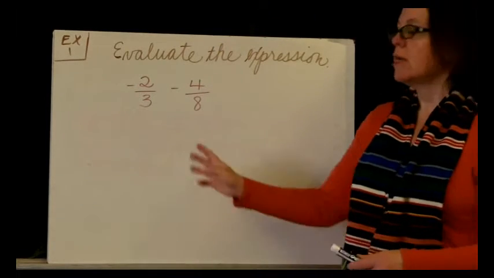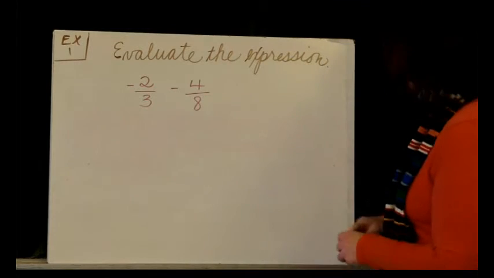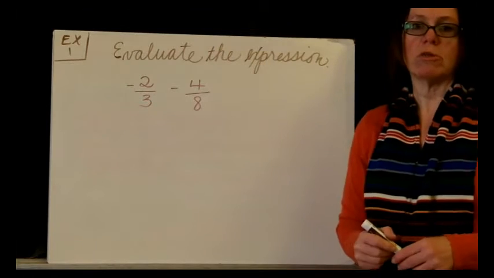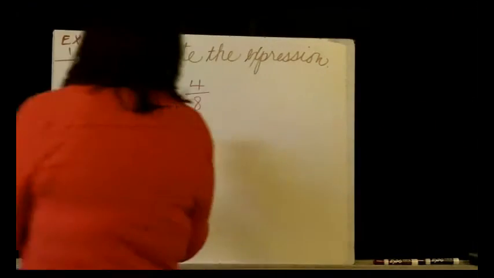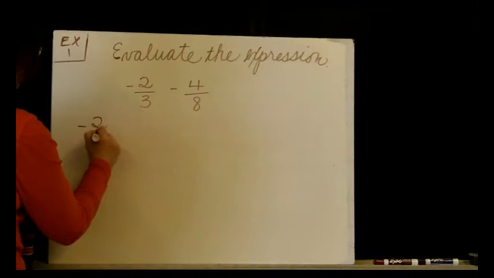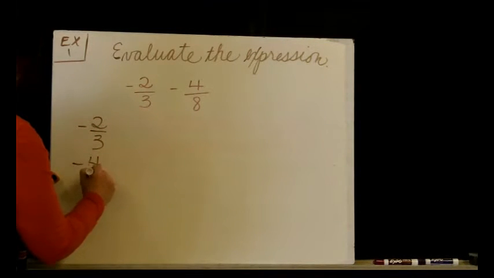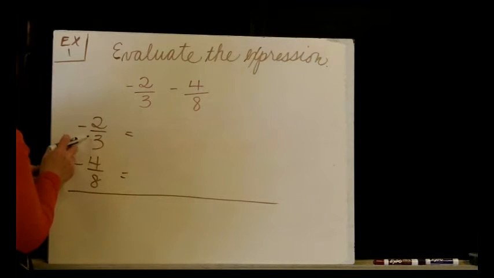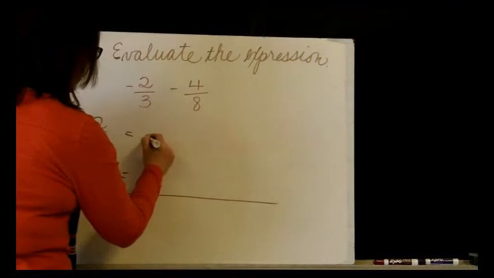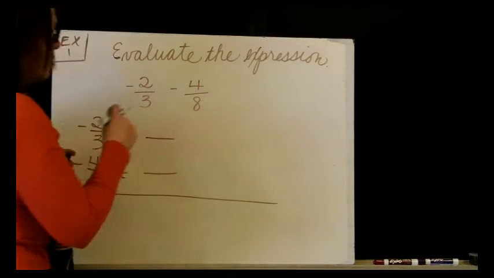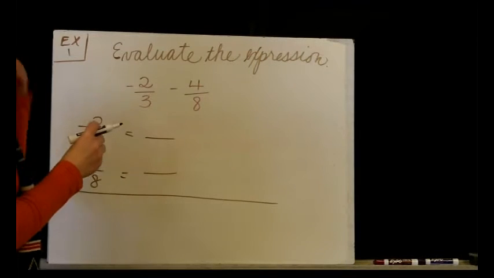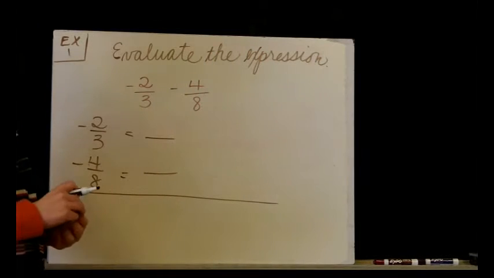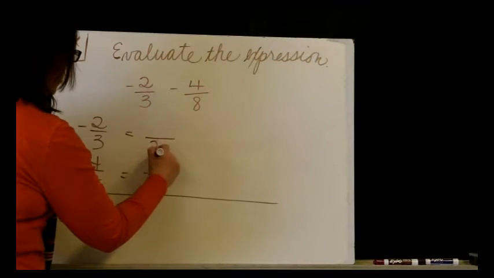Evaluate the expression. Here we have a negative 2/3 and a negative 4/8. And so what we're going to do first is rewrite the expression so that the terms are vertical. And that will look like this. And so what we're going to do is take a look at our denominators 3 and 8. And what we have to do, just as the definition of least common denominator states, is find the least common multiple of these two numbers. And the least common multiple of 3 and 8 is 24.